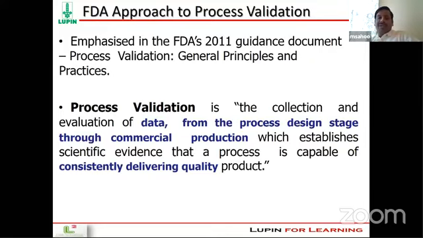Through commercial production, why is it commercial production? Because these process validation batches can be marketed, which establishes scientific evidence that a process is capable of consistently delivering quality product. The only difference between Schedule M and the FDA guideline is that process validation batches cannot be marketed in India, because we don't have an exhibit batch concept which the FDA has, but process validation batches can be marketed in the FDA. Commercial process validation batches can be marketed only on certain conditions, as pre-approved by the CDSCO.